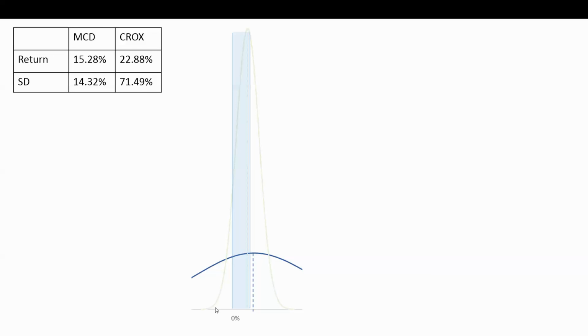This time with Crocs, the mean was actually completely to the right of the rightmost number that I wanted to know, which was 20%. But with McDonald's, the mean falls inside the blue shaded area. That changes my approach to find the likelihood of earning the return from 0 to 20% for McDonald's compared to Crocs, because the mean for McDonald's is inside the blue shaded area. The mean for Crocs was outside of it, and specifically to the right of it.